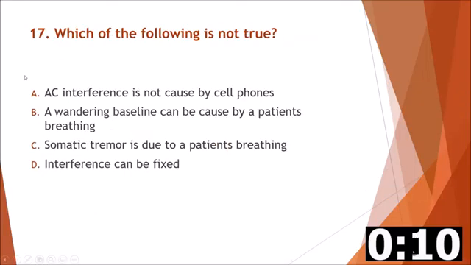All right, 17. Which of the following is not true? A, AC interference is not caused by cell phones. B, a wandering baseline can be caused by a patient's breathing. C, somatic tremors due to a patient's breathing. D, interference can be fixed. 10 seconds.